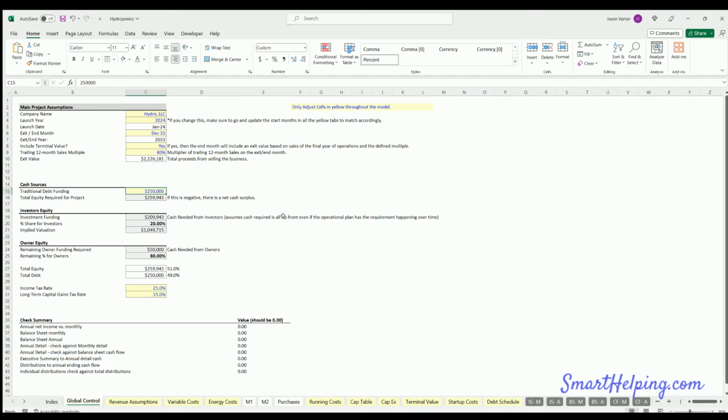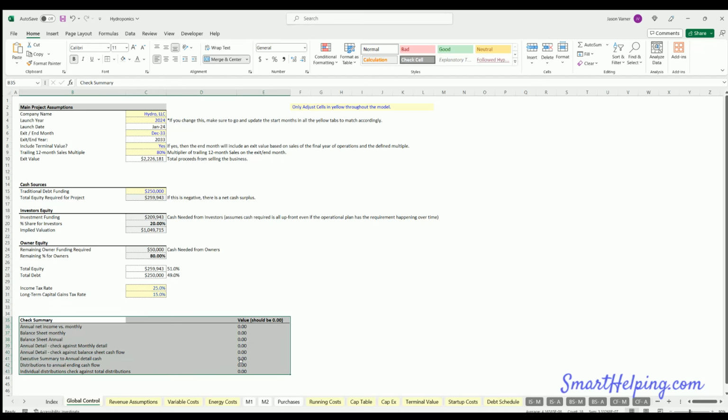So if I change this, you can see that number goes up for equity requirement. If we have some debt, we need less equity. And then you also have sources for investors and owners, which is on the cap table. That's where you can manually enter that, and that will flow back to here. You've also got some income taxes, capital gains taxes, as well as the sanity checks.